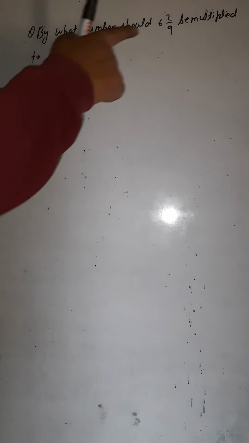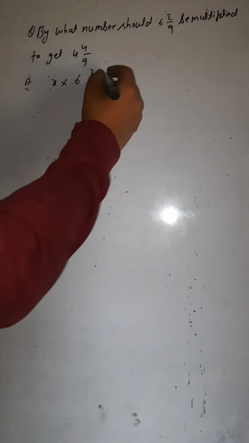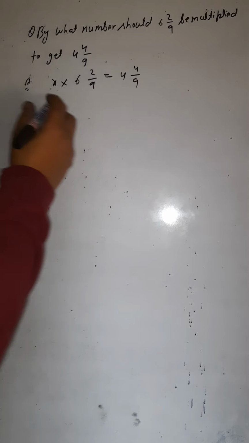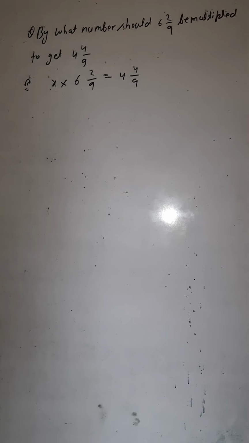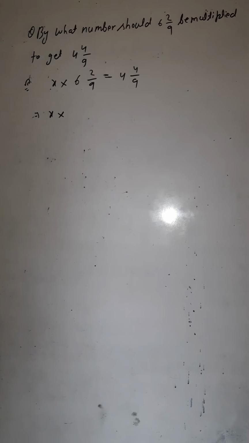Okay, let's say this is the fraction here. I am multiplying it by x, and the answer that I'm getting is 4 whole 4 by 9. Means I have to find out the value of x from here. Okay, so just solve it. Just simplify it.